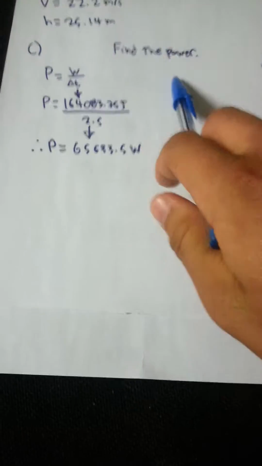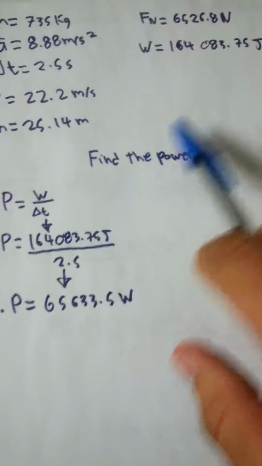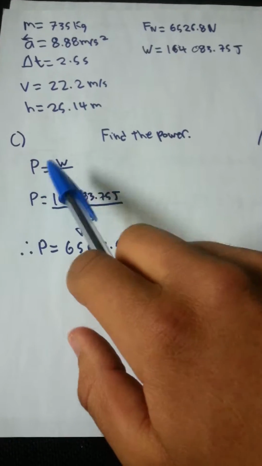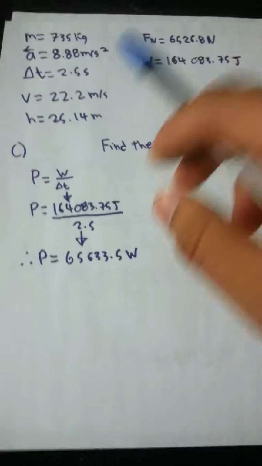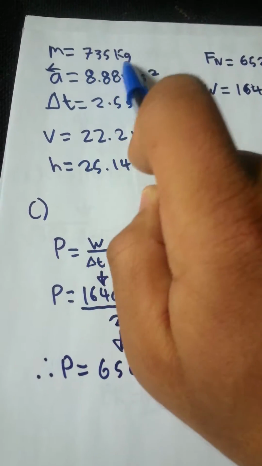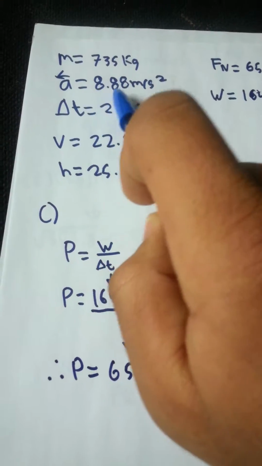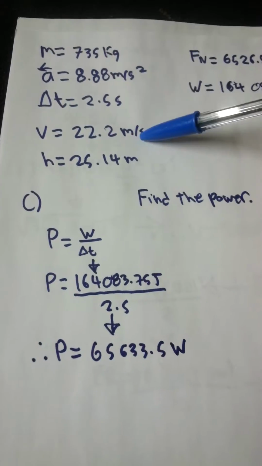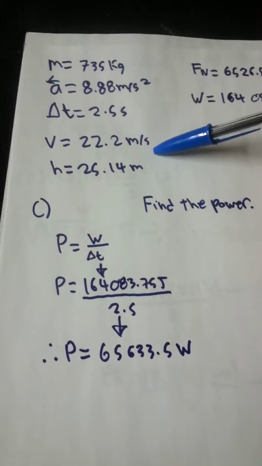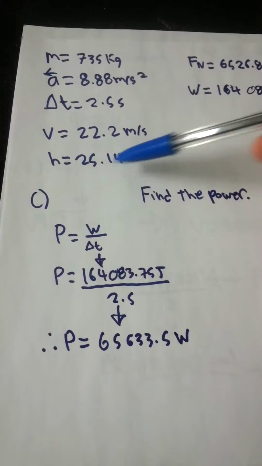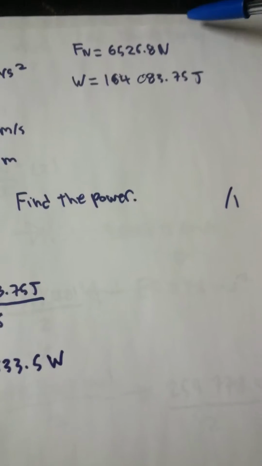This one is the one that's out of 1, because we're looking for power. And this is the easiest one, to be honest, because power equals work divided by delta time, right? So this is how much power is put in by the roller coaster. So mass, same thing, 735 kilograms. Acceleration, 8.88 meters per second squared. Time is 2.5 seconds. Velocity is 22.2 meters per second. Height we solved for, so 25.14 meters.